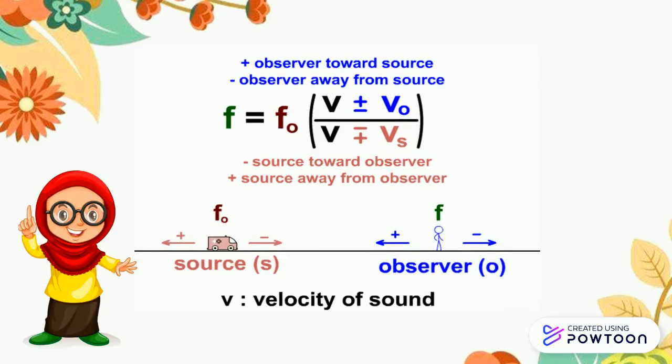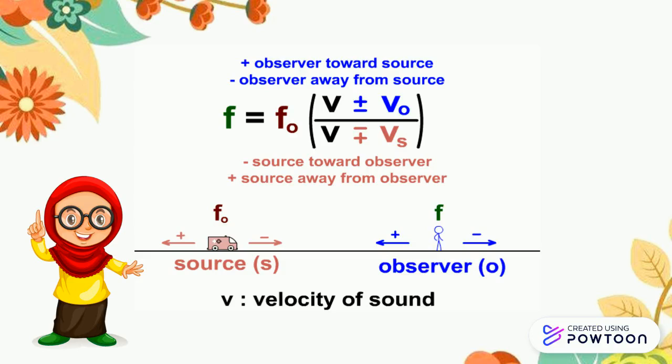This is the general formula to calculate the frequency of the sound wave, the velocity of the observer, or the velocity of the source. F is the observed frequency, while F0 is the actual frequency of the sound wave.